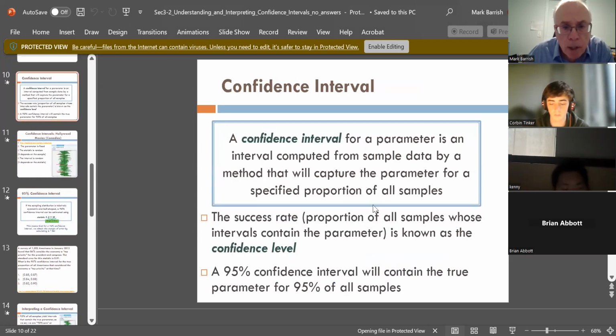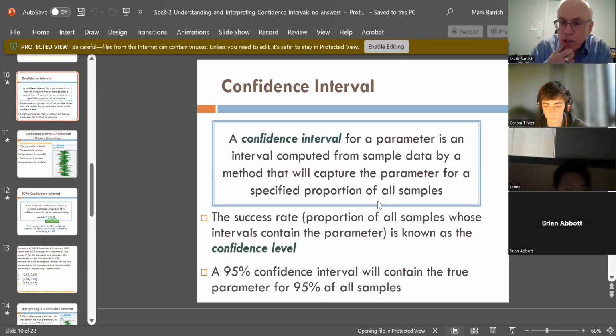Confidence interval. So once again, a confidence interval for a parameter. And when we say parameter, we mean we're estimating the value of the population mean or proportion. Those are the two things that we're going to be looking at in this course. So we're using sample data to estimate what the population parameter is. So a confidence interval is an interval computed from sample data by a method that will capture the parameter for a specified proportion of all samples.